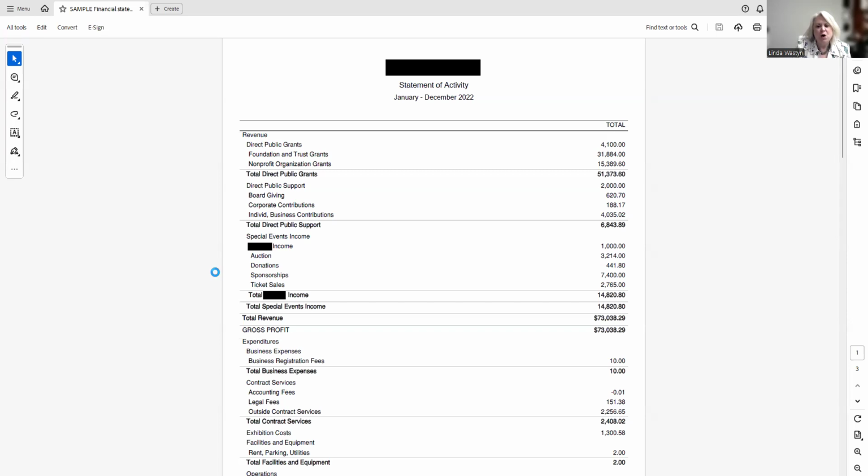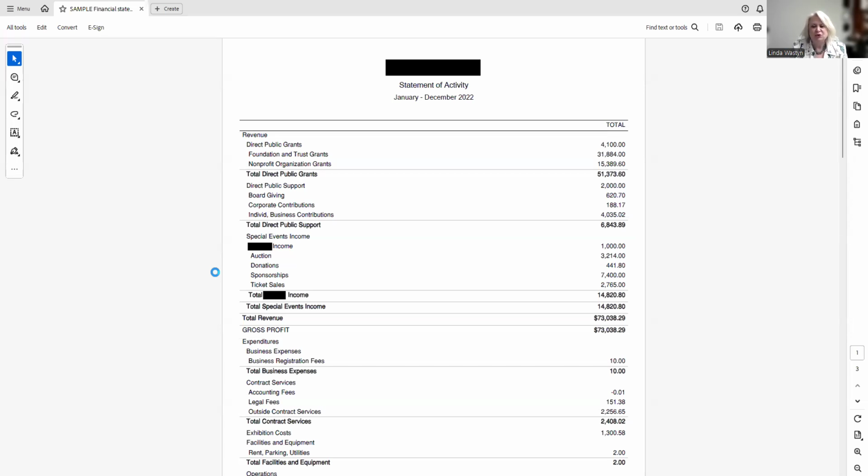And if you are familiar with financial statements, either from board service or from grant writing, you know that there's two common types of financial statements. There is a profit and loss statement, also called a statement of activity, and there's a balance sheet, also called a statement of position. So what are they? What are the differences, and how do you read them?